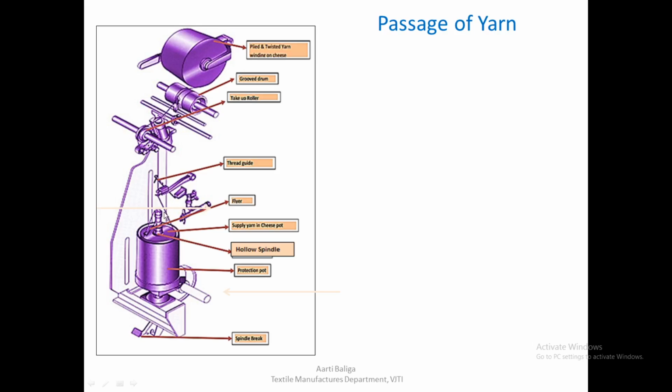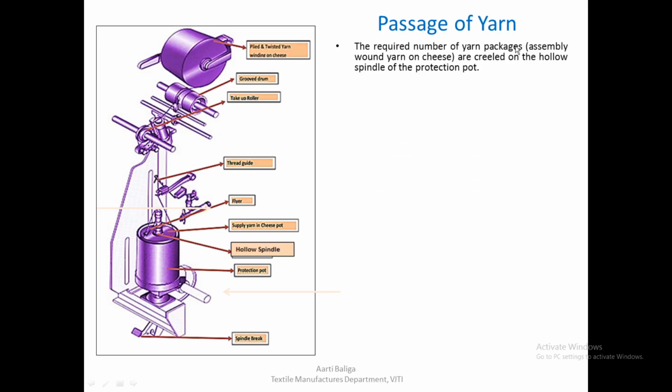And then you have this, whatever yarn is going to come out after twisting is going to be led through the thread guide, through the take up roller, through the grooved drum, and what you get is the final plied and twisted yarn wound on cheese. So let us see how this actually works.